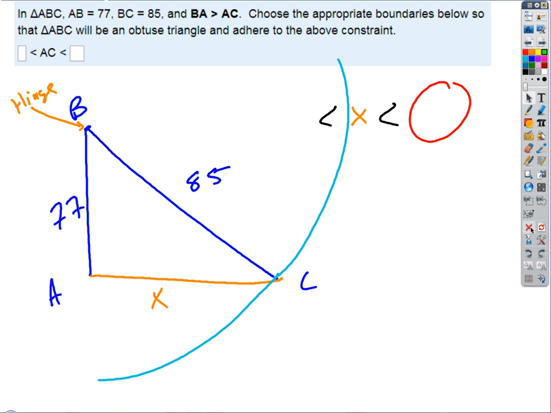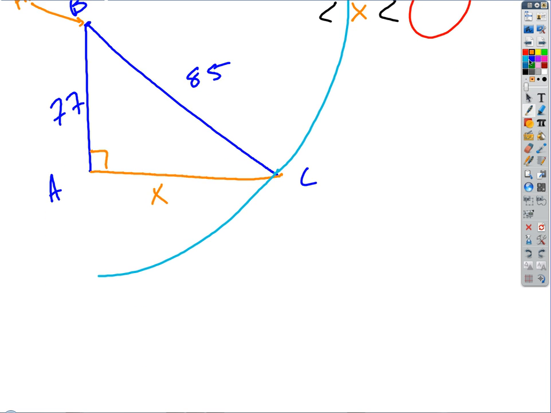Okay, so what is x going to be? How do I figure out what this length would be for it to be a right triangle? Because it's got to be a little bit less than that, doesn't it? We have to shrink it from that length. How would I figure that out? Pythagorean theorem, right? Does that make sense? This is a right angle. And so I can just set up the Pythagorean theorem and say x squared plus 77 squared equals 85 squared, right? a squared plus b squared equals c squared, where c has to be the hypotenuse.